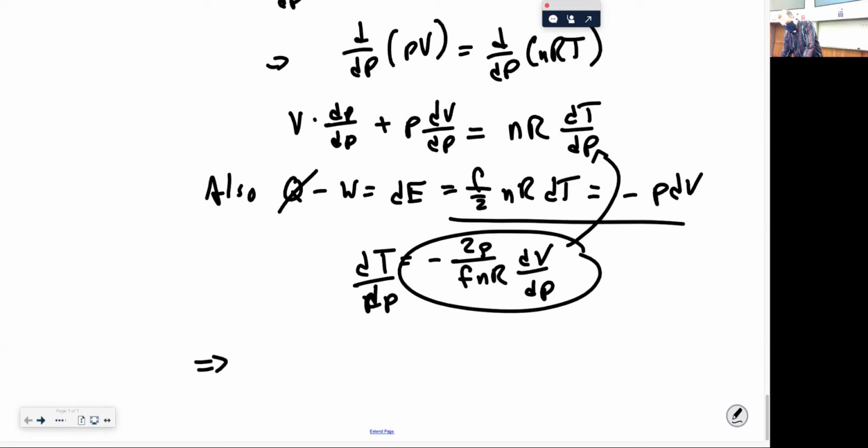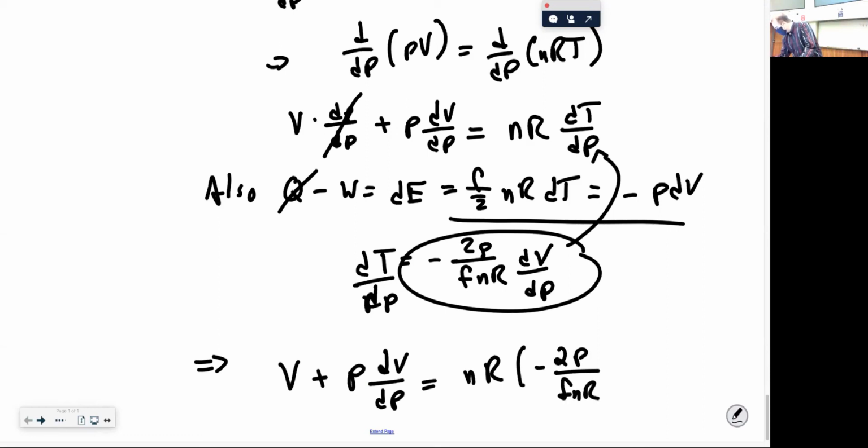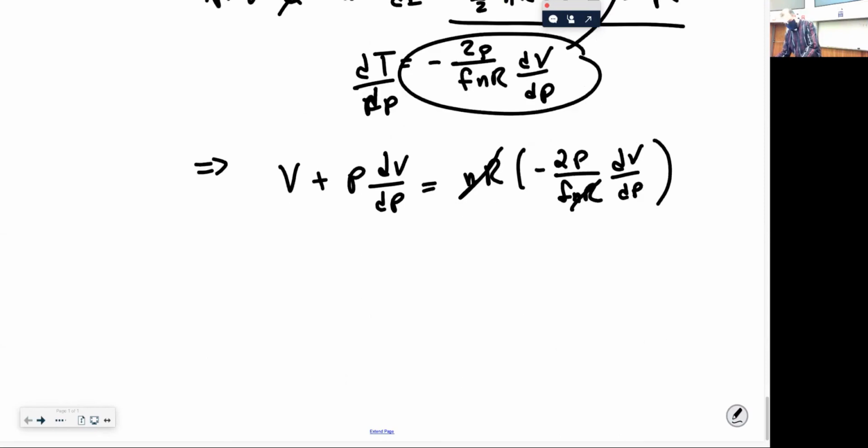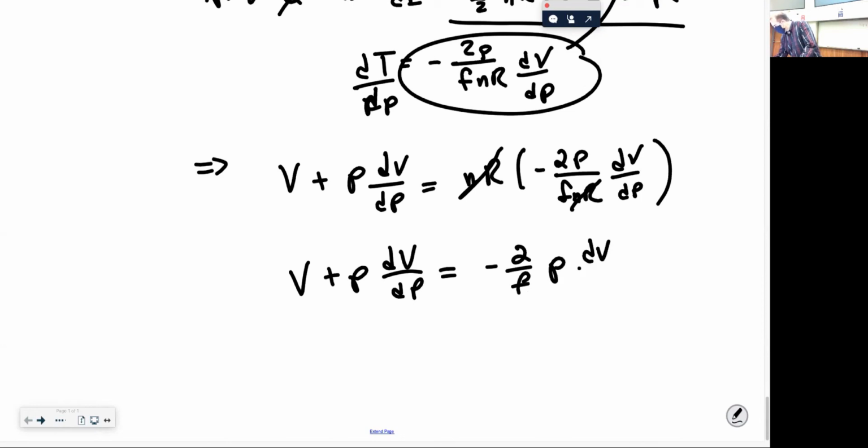So plugging in, we get that dP over dP is also 1. That goes away. We have V plus P times dV over dP equals NR times this whole mess, negative 2P over f and R dV dP. The NRs actually cancel out. That's kind of nice. We get V plus P dV dP. It gets fun to say after a while. Negative 2 over f times P times dV dP.